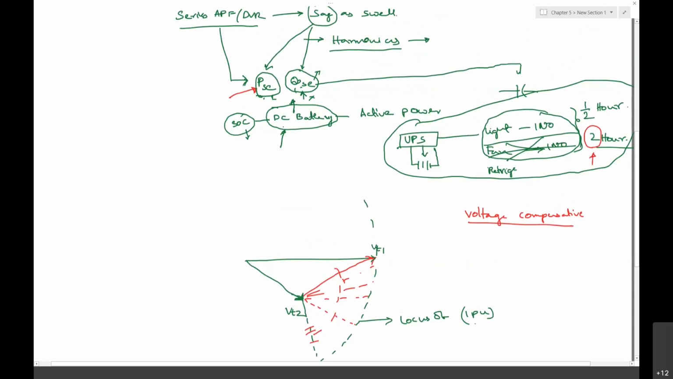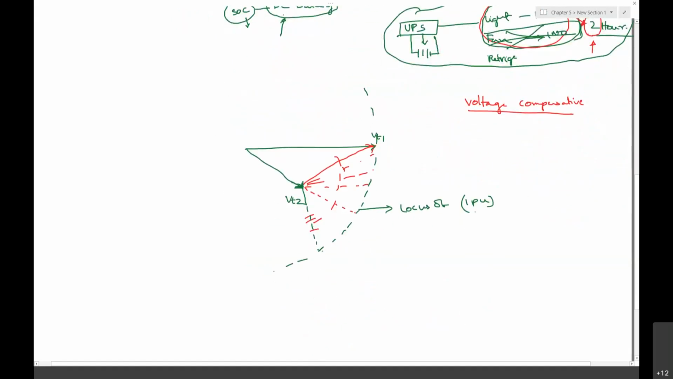When we are talking about only the light load, we get the support from the UPS for 2 hours. If you connect more loads, then we get a power backup for half an hour. There are different voltage compensation methods in order to minimize this real power. Because the voltage attainment to 1 per unit value, this is about the sag voltage.